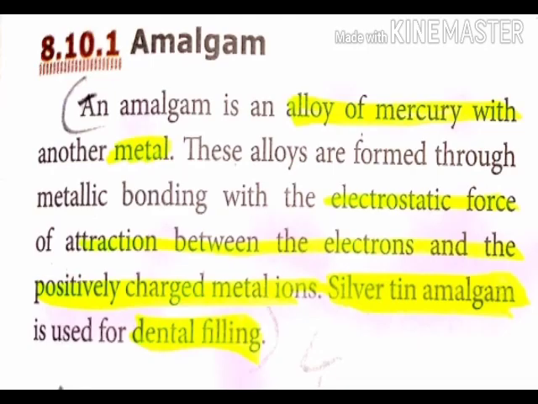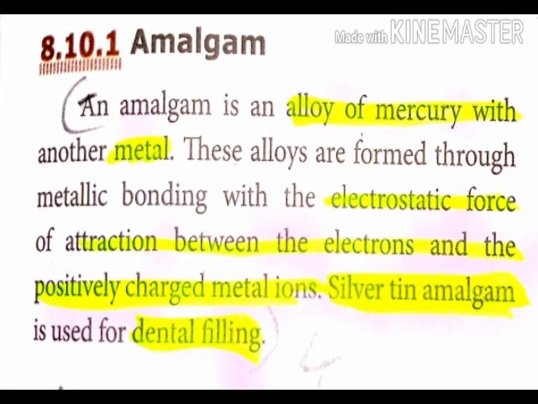Amalgam is also an alloy, but here liquid is mixed with solid. So alloys are solid and solid mixed together. If liquid is mixed with solid, that is known as amalgam. The only liquid metal is mercury. So when mercury is mixed with any metal, that is known as amalgam. So this is also used for many purposes in our life. Important amalgam is silver and tin amalgam. This is used for dental filling.